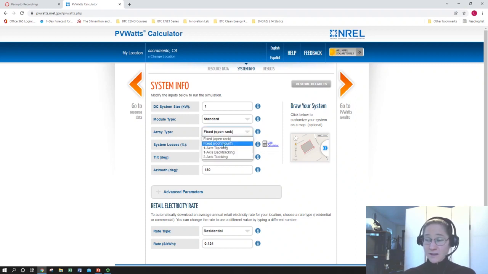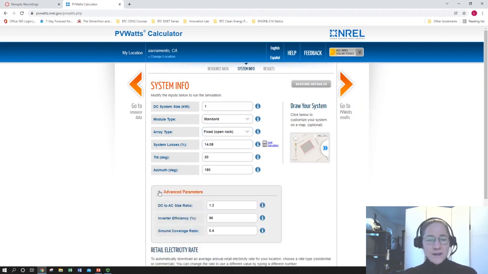You can mount directly to the roof, which means, of course, you don't get to adjust the tilt. It's going to get a little warmer. And if you have a freestanding system, you can opt for one that will track the sun. But we're gonna go for the open.